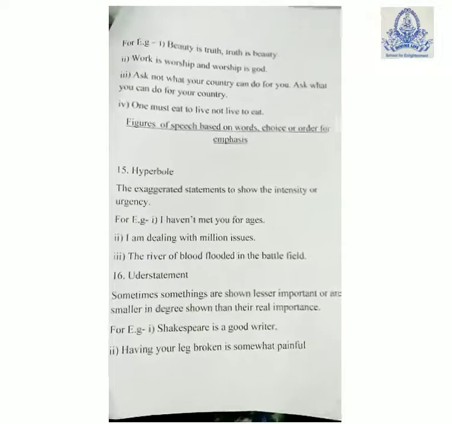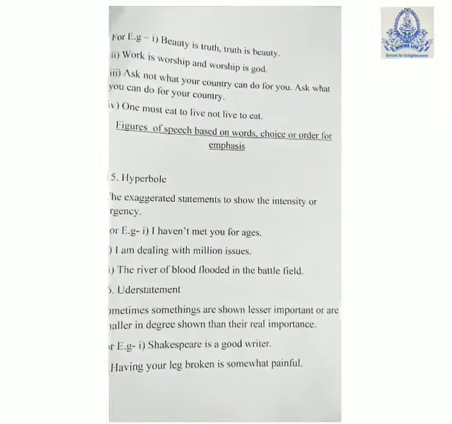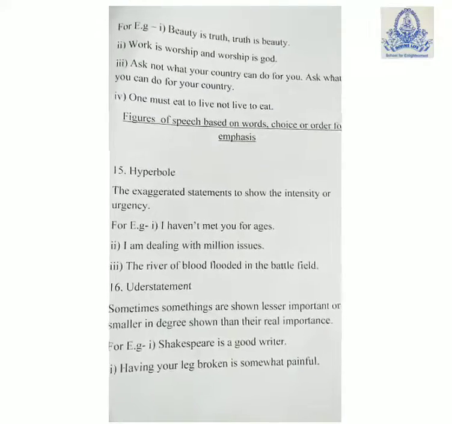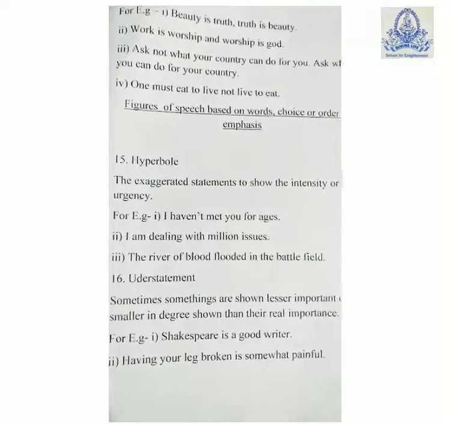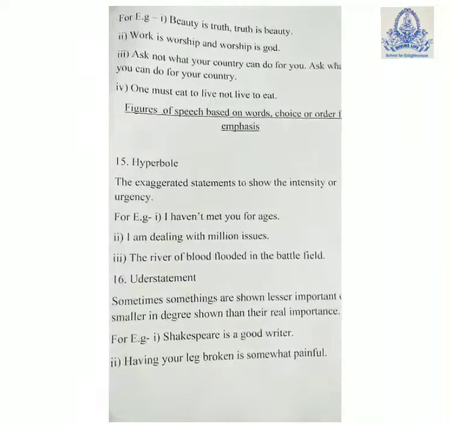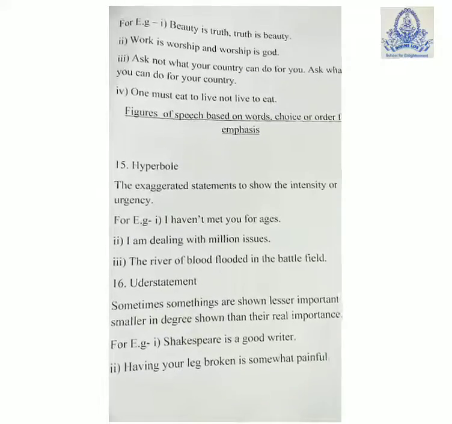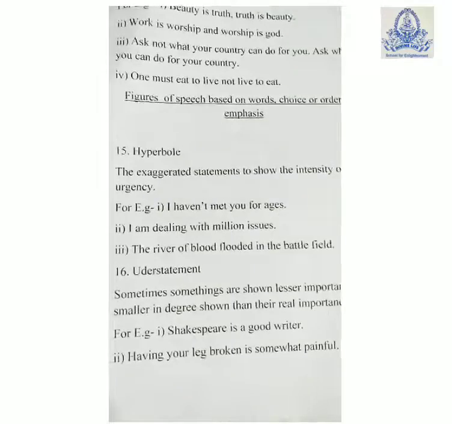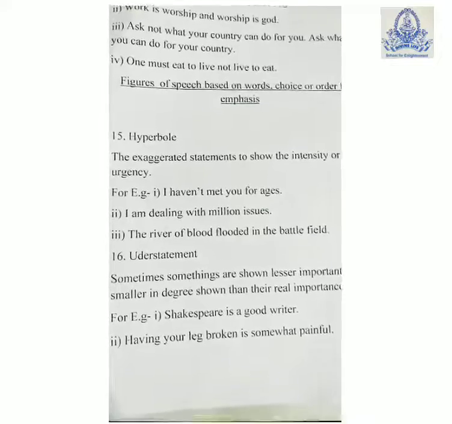The other figure of speech is understatement, which is just the opposite of hyperbole. In understatement, some things are shown with lesser importance or smaller in degree than their real importance. In hyperbole, we give more importance to certain things. Here we give very little importance to something, lesser than whatever importance is actually there. For example, Shakespeare is a good writer. We all know that Shakespeare is a great writer, but instead of saying great, we said just good writer.